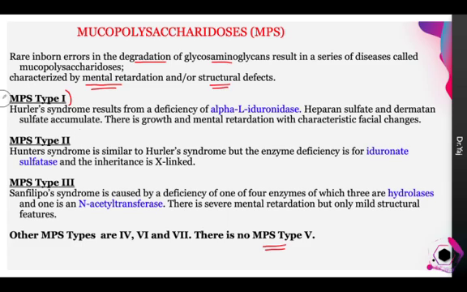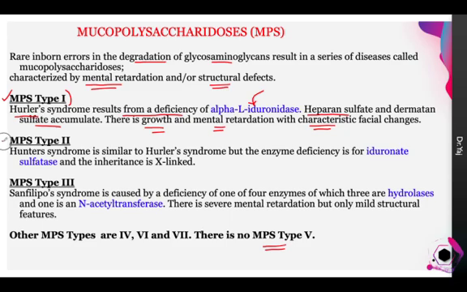So we have MPS type 1, which is commonly known as Hurler's syndrome. It results from a deficiency of the enzyme alpha iduronidase, and this particular enzyme you need to remember. And because of the deficiency of this enzyme, there is an accumulation of heparan sulfate and dermatan sulfate. The phenotypic features are associated with severe growth and mental retardation. And especially in this phenotype, there are characteristic changes in the facial features of the patient.